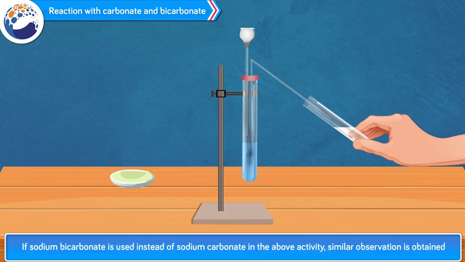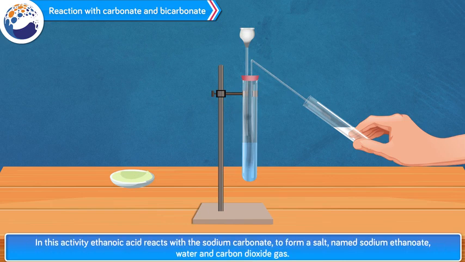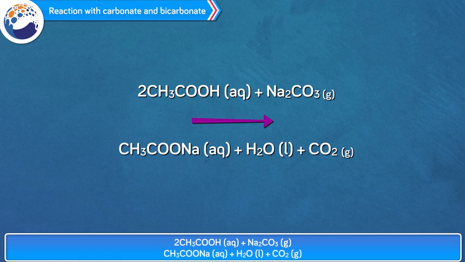If sodium bicarbonate is used instead of sodium carbonate in the above activity, a similar observation is obtained. In this activity, ethanoic acid reacts with the sodium carbonate to form a salt named sodium ethanoate, water and carbon dioxide gas. 2CH3COOH (aq) + Na2CO3 (s) → 2CH3COONa (aq) + H2O (l) + CO2 (g). 2.